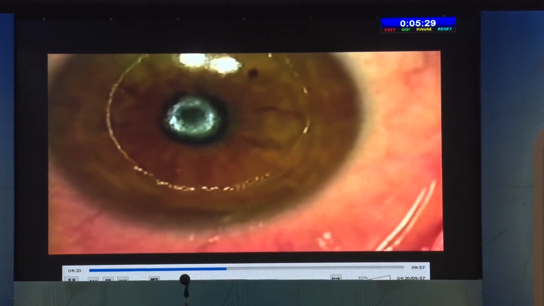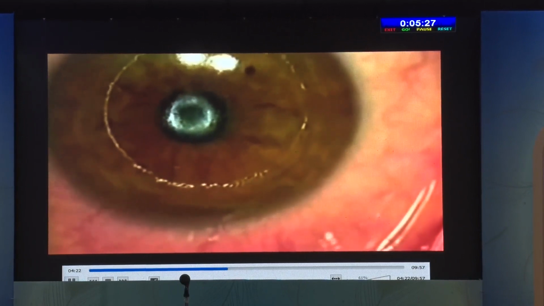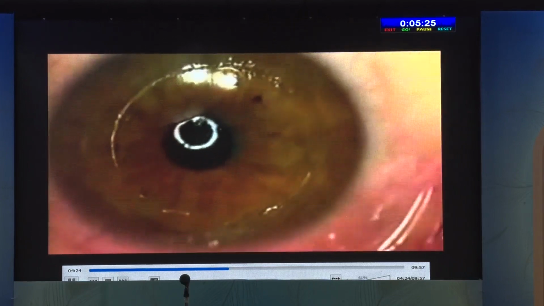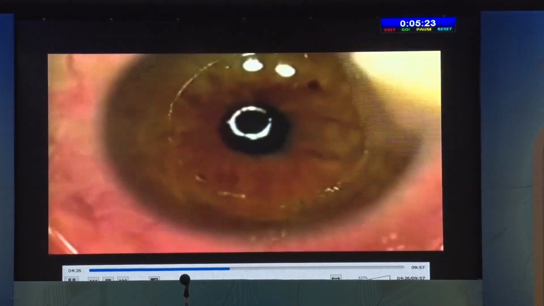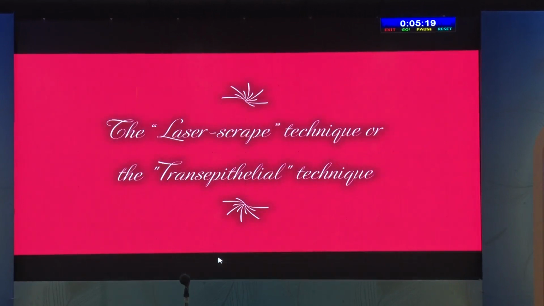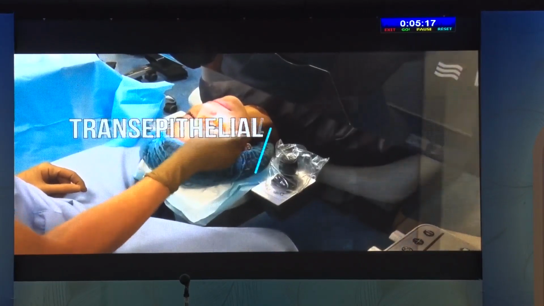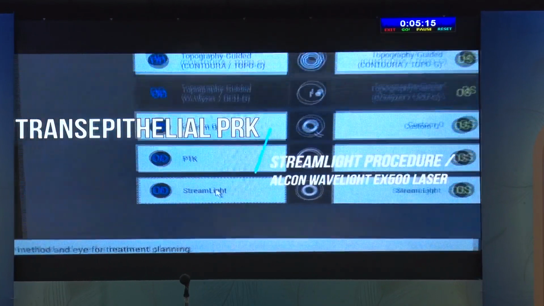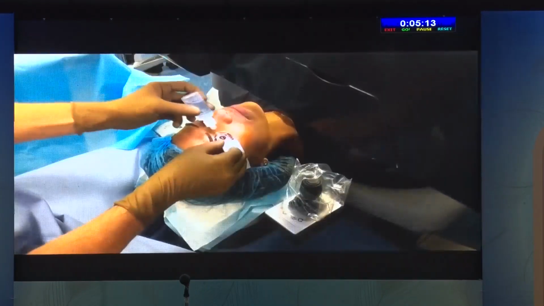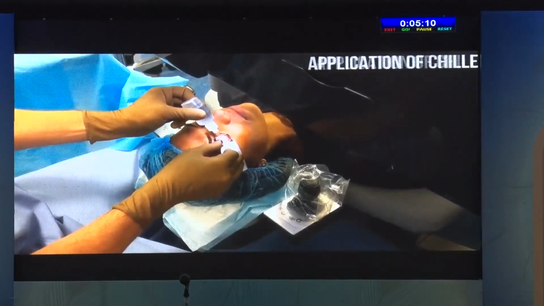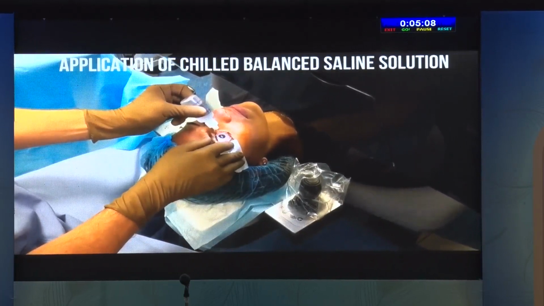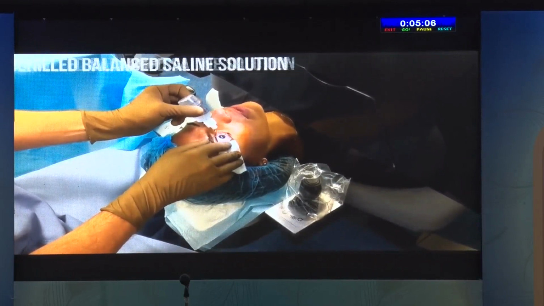The third method of removing epithelium is laser based. I think I can just fast forward a bit more. Yeah. So the laser scraping or transepithelial technique. There are two machines which have this. One is the EX500, which is called the Streamlight, and another is the Schwind machine where it is called transepithelial PRK.